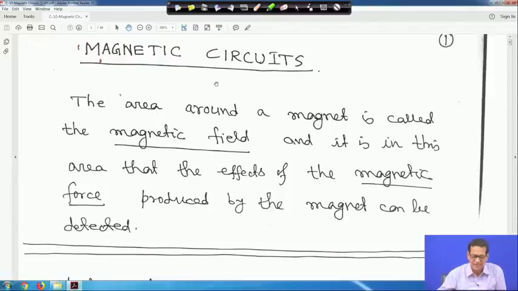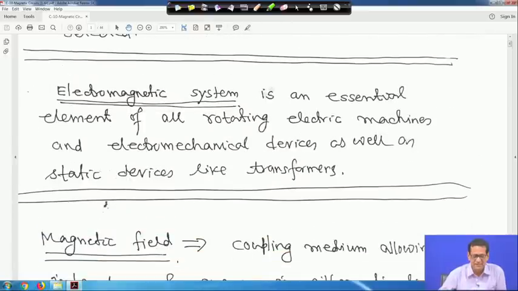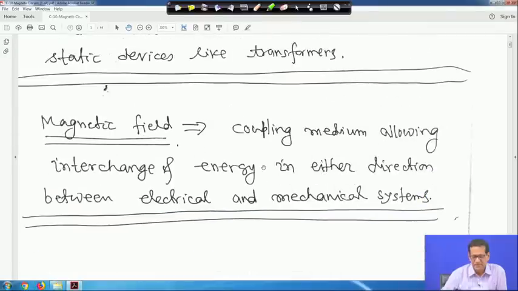Another thing is the electromagnetic system is an essential element of all rotating electric machines. In electrical engineering we see electromechanical devices as well as static devices like the transformer, right? So the magnetic field is a coupling medium allowing interchange of energy in either direction between electrical and mechanical systems, right? That is what the magnetic field actually is.